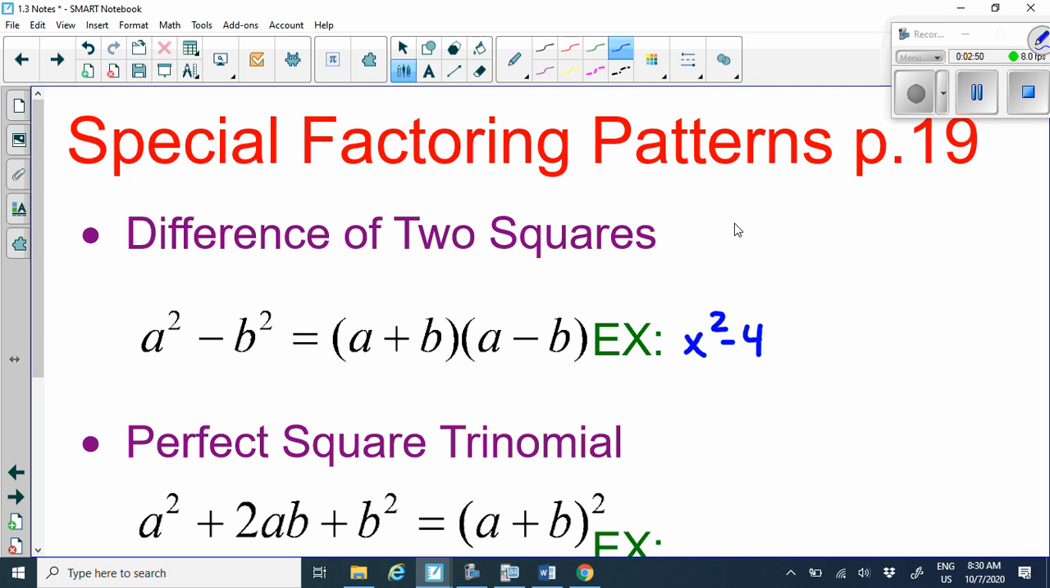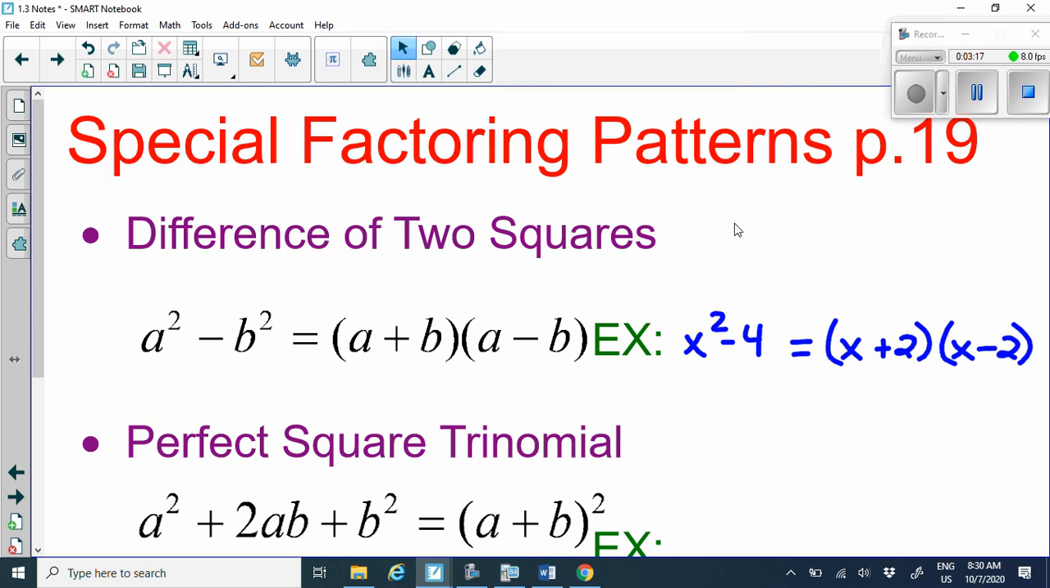So when we factor this, we have 2 sets of parentheses, okay? So the square root of 1 is just 1, so we just have 1x and 1x. And the square root of 4 is 2. So we are going to have a plus 2 and a minus 2, okay? So make sure you definitely have the plus and minus. And of course, order doesn't matter. So you could have x minus 2 times x plus 2. It'll still work.